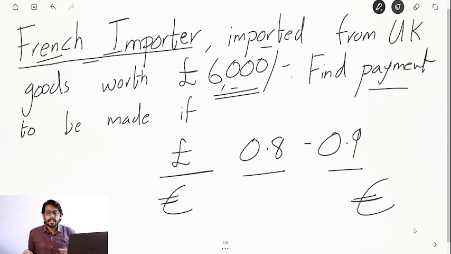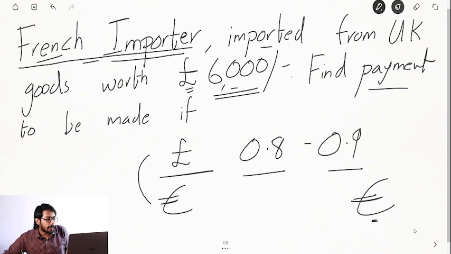You imported from UK, which means you have to make the payment in pound. You are an importer, so you have purchased something and you have to make the payment in pound. What do you have with you? You have euro. Understand? You have euro, you have to make the payment in pound. What is the rate? You have to convert euro to pound.